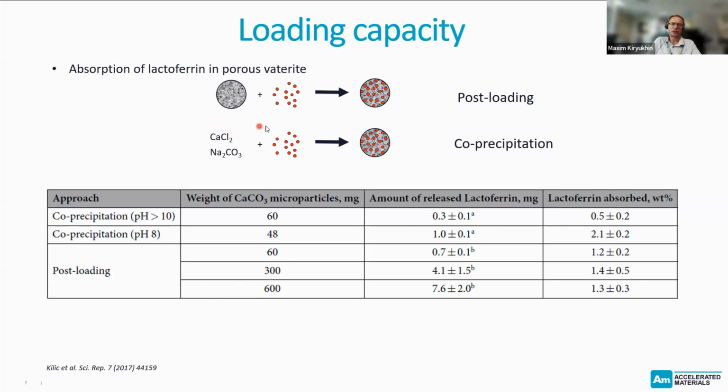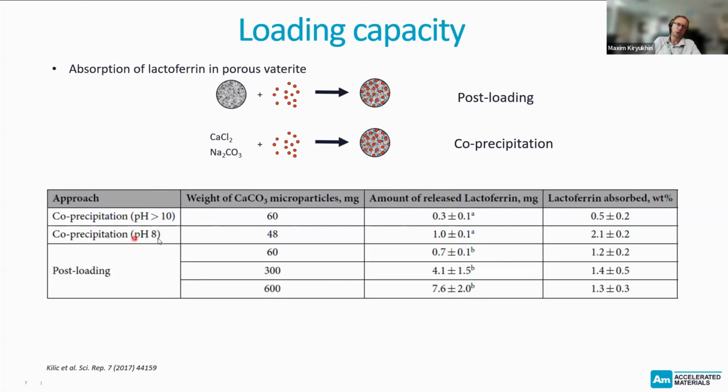And in order to protect it from gastric digestion, people are using various types of encapsulation techniques. Vaterite is one of those applications. But when you are trying to load vaterite with lactoferrin by a co-precipitation approach, because of the very alkaline pH of the solutions, lactoferrin is destroyed, and actual loading capacity becomes quite low. And you need to be very careful here.